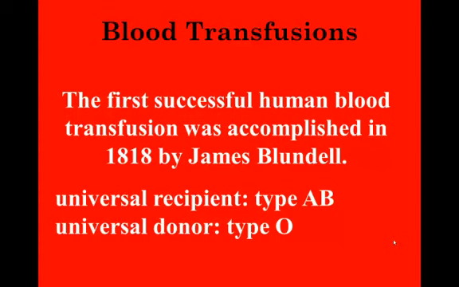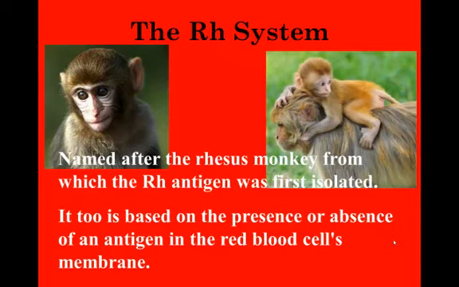You do need to know that the universal recipient is type AB and the universal donor is type O. The universal recipient can receive all blood. The universal donor can give their blood to all blood types. Now, Carl Landsteiner found something else.